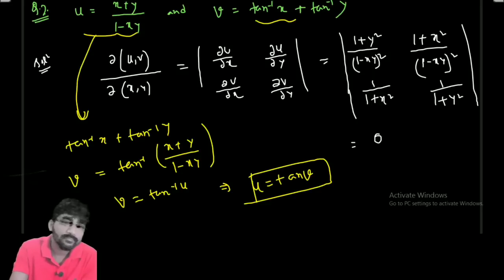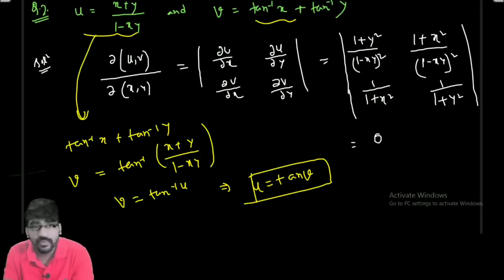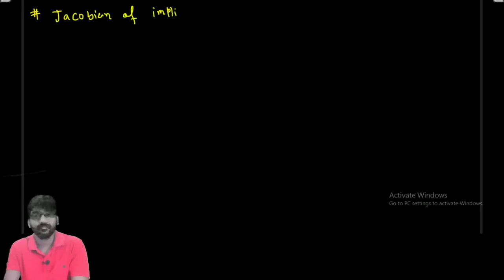Now let me give you another important thing, that is the Jacobian for implicit functions. Okay, so the next topic is the Jacobian of implicit functions. So what does this actually mean? We know about implicit functions.